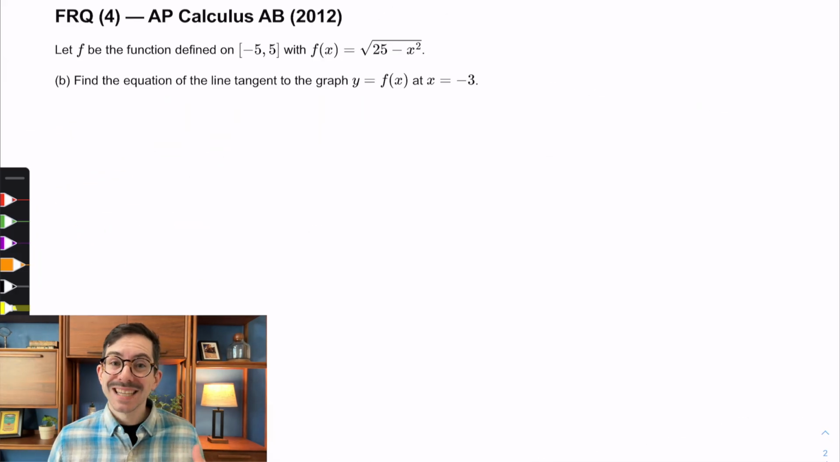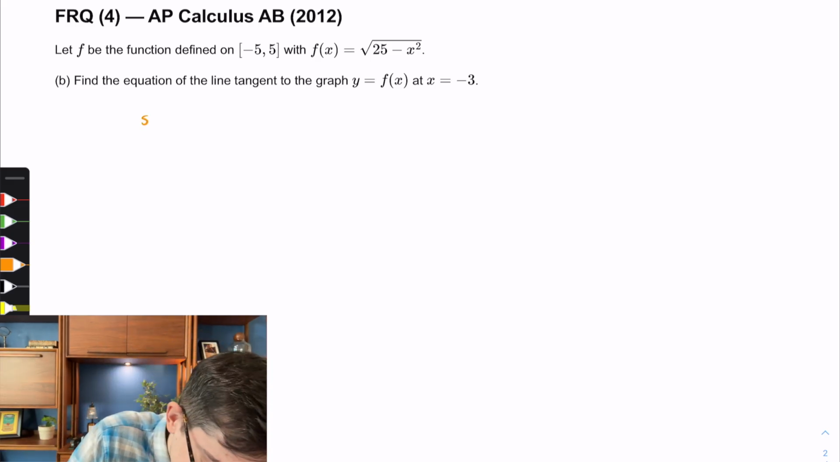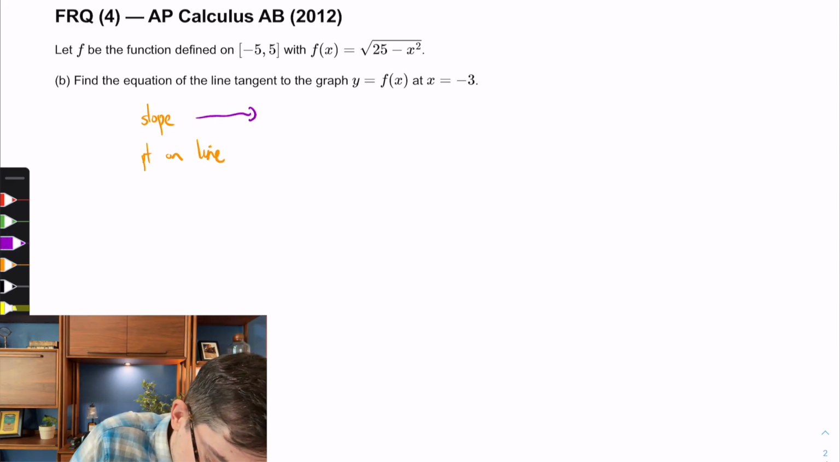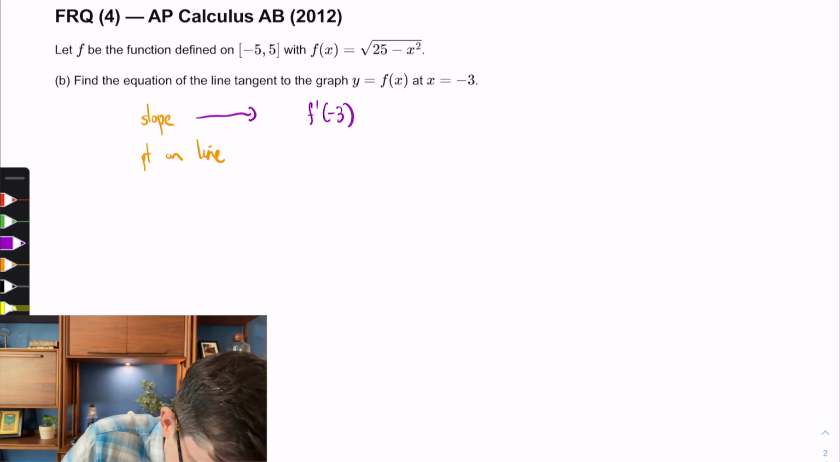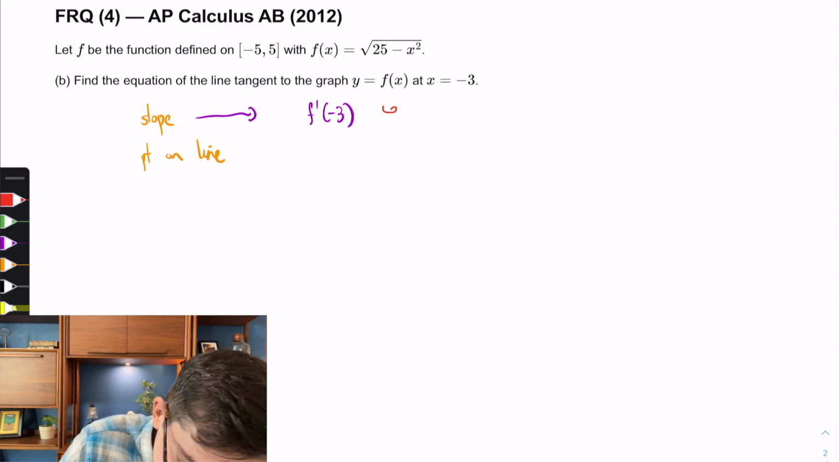In part B, we're asked to find an equation of the tangent line to the graph of this function when x equals negative 3. In the equation of a straight line, we need to know slope and a point on the line. Well, the slope we need to know is going to be f prime at the x value that I'm interested in. So let's figure out, first of all, what f prime of x is.